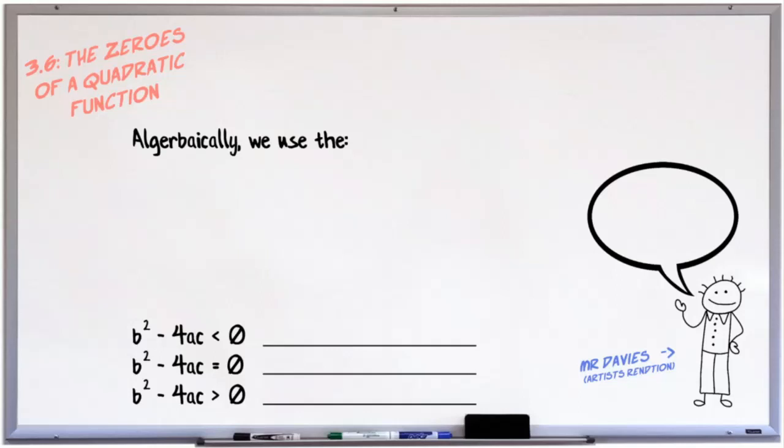So after examining the 3 cases, we want to look at how we can calculate the number of zeros algebraically. To do this, we use something called the discriminant. The discriminant is equal to b squared minus 4ac, where again, a, b, and c come from standard form of a quadratic function. The discriminant itself comes from the root in the quadratic formula. Okay, so we can use that to help us remember what the discriminant is.